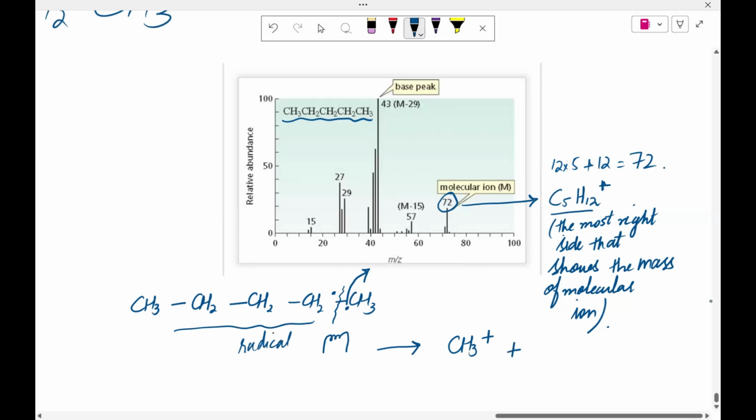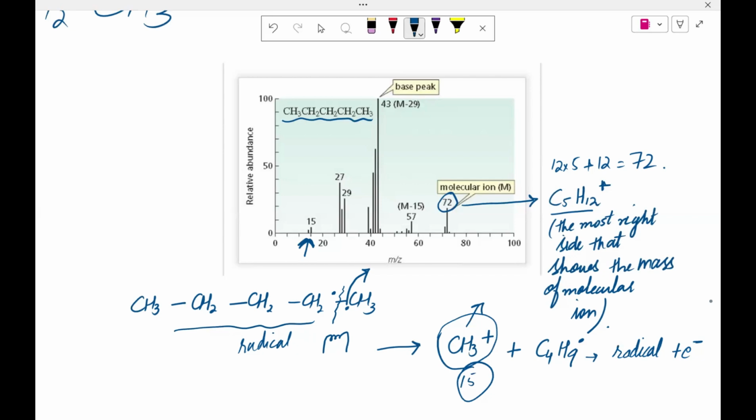And let's write the radical, that is C4, and how many hydrogen? 5, 7, 9. H9 dot would be there. So this represents a free radical with the loss of electron. Is that clear? So this is basically its structure. And this CH3 positive ion, its molecular mass would be 15. So this has been represented by this peak. Is that clear?